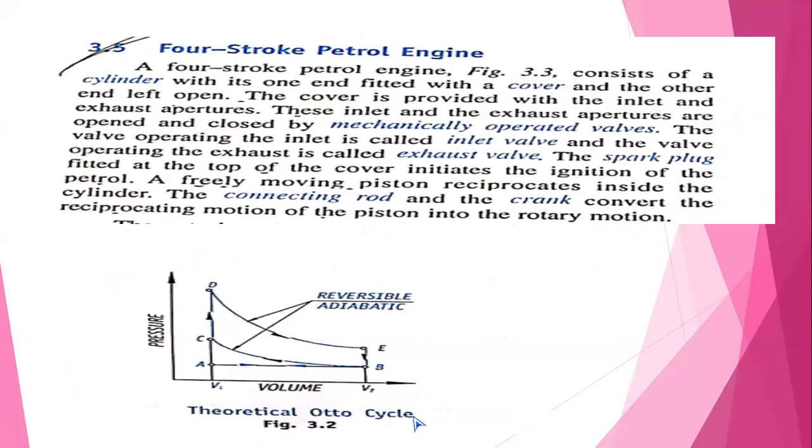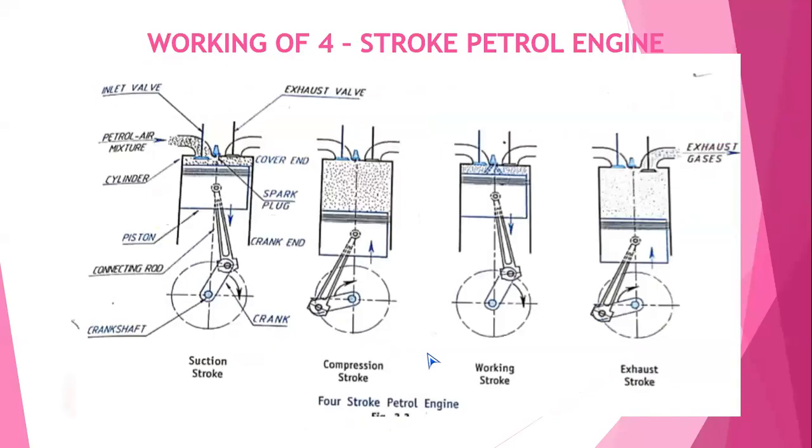theoretical Otto cycle. All of you write down theoretical Otto cycle. All of you observe here, this is a reversible adiabatic cycle, and it is also called a constant volume cycle. By the side of this diagram, top or bottom, in the same page, remember, in the same page, write the theoretical Otto cycle diagram along with these four diagrams.